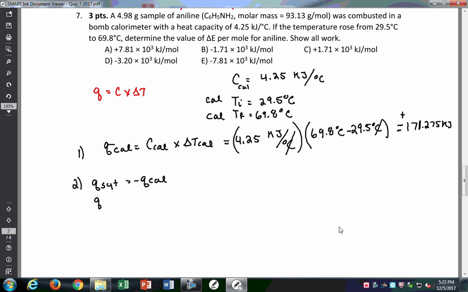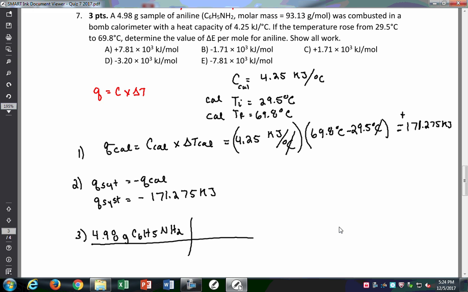So our Q of our reaction, that's our system, is equal to negative 171.275 kilojoules. Now this is how many kilojoules of heat is given off for 4.98 grams of aniline. But we want to know per mole. How do we do that? Let's calculate how many moles of aniline we actually burned. So we started with 4.98 grams of our aniline, and we know our molar mass, so we can figure out how many moles we actually burned.